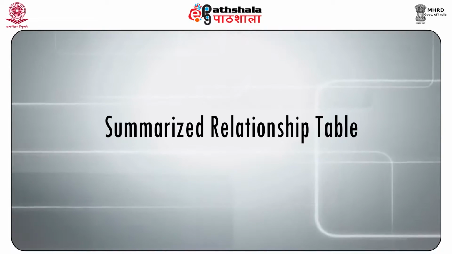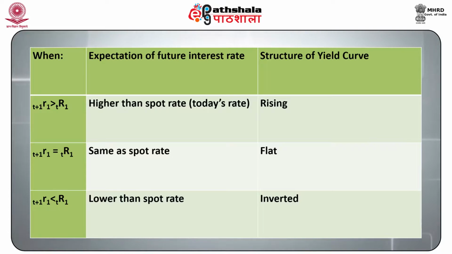Next, summarized relationship table. On the above line, the relationship between maturity and yields can be summarized conditional on the fact that the term structure of interest rate is solely influenced by expectations of future interest rates. From the following table, when t+1R1 is greater than tR1, then the expectation of future interest rate is higher than the spot rate and the structure of the yield curve is rising.